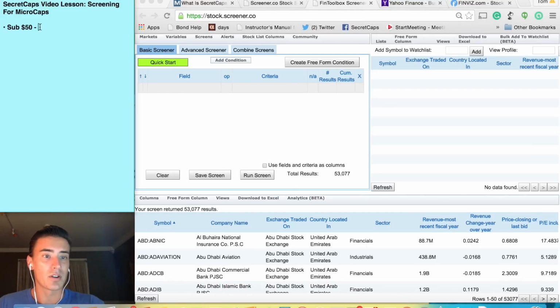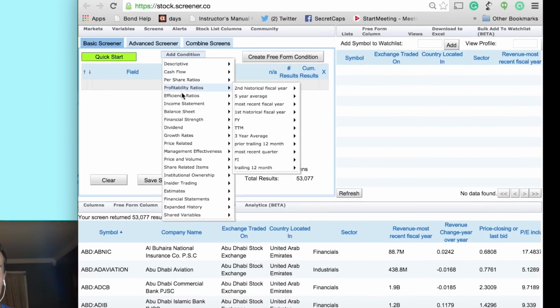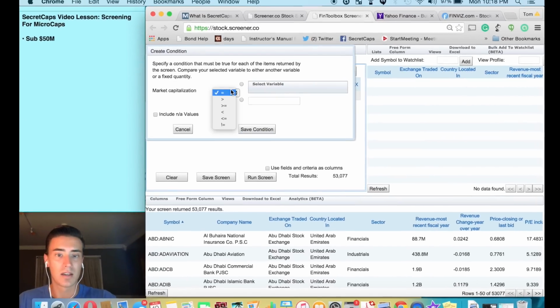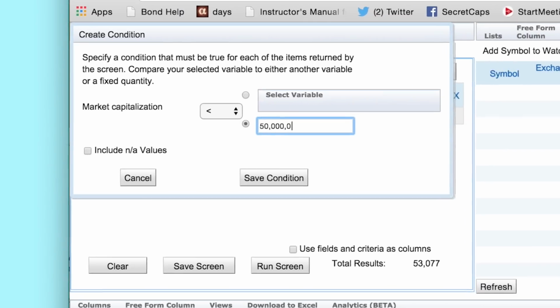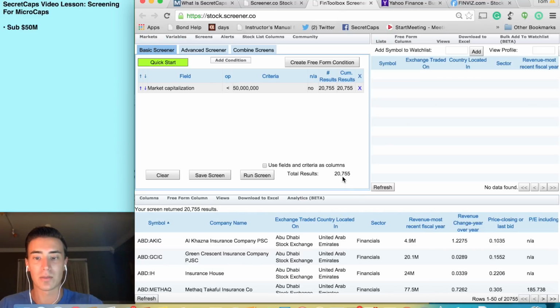So to start off, we're going to add a parameter. We're going to go to Add Condition, top left corner. We're going to go to Share Related Items, Market Capitalization, and we're going to go to less than sign. We're going to type in 50 million. We're going to see how quickly it narrows the list down from 53,000. So it's just about 21,000 companies that are sub 50 million.